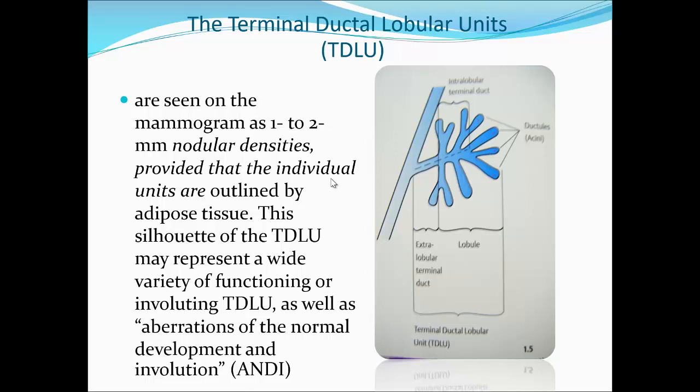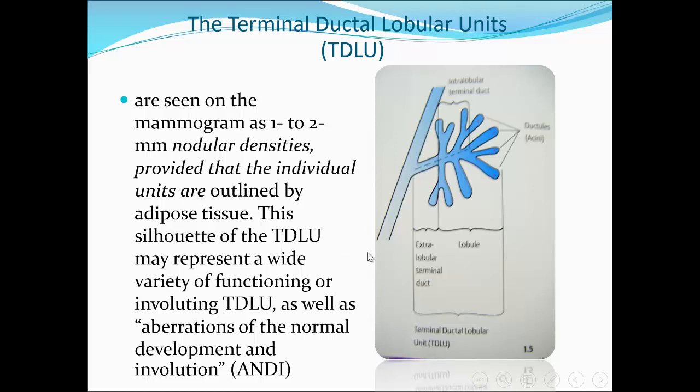On mammography, we can see 1 to 2 millimeter nodular densities, which correspond to the SNI. This is the terminal ductal lobular unit, which is the functional unit of the breast. This is the ducts, and this is the ductules, and here are the SNI in the end. So this SNI will appear as 1 to 2 millimeter nodular densities, provided that the individual units are outlined by adipose tissue. Sometimes when the breast is very dense, you can see that it is homogeneous density of the breast.